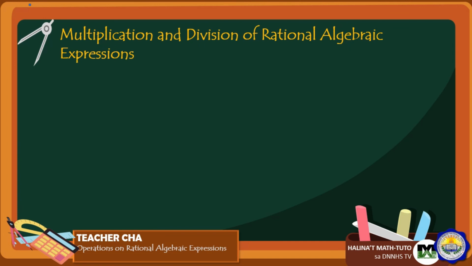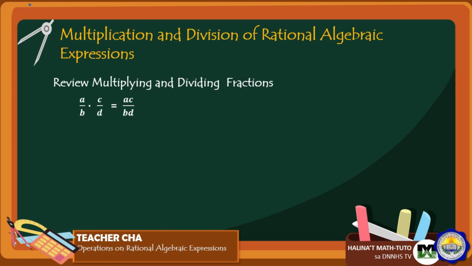Multiplication and division of rational algebraic expressions. Let us review first multiplying and dividing fractions. A over b times c over d is equal to ac over bd. We simply multiply the numerator by numerator and denominator by denominator.